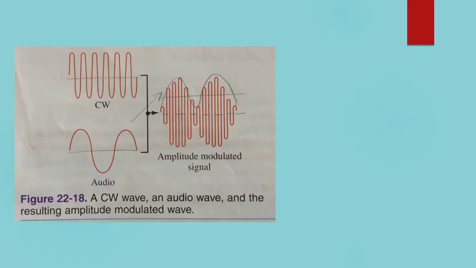22.4 Amplitude modulation, or AM. Modulation is a process in which an audio wave is combined or superimposed on a carrier wave. Assume a radio transmitter is operating at a frequency of 1000 kHz. A musical tone of 1000 Hz is to be used for modulation. Refer to figure 22-18. Using a modulation circuit, the amplitude of the carrier wave is made to vary at the audio signal rate.